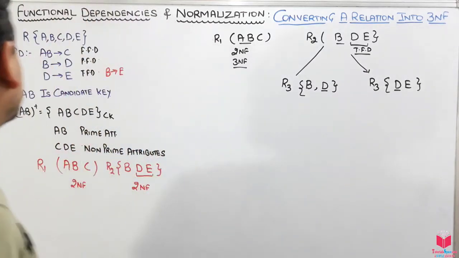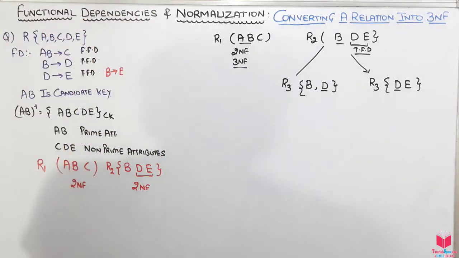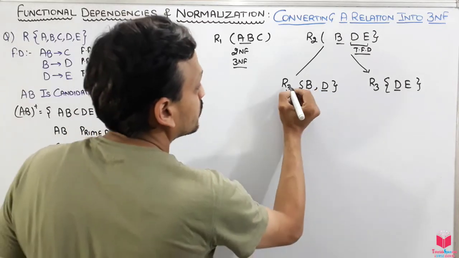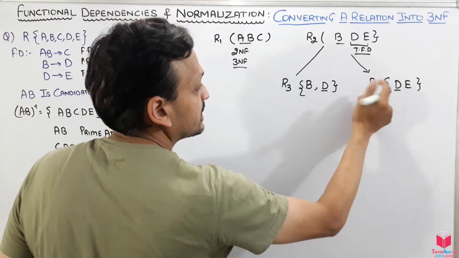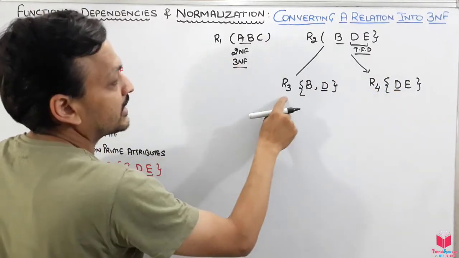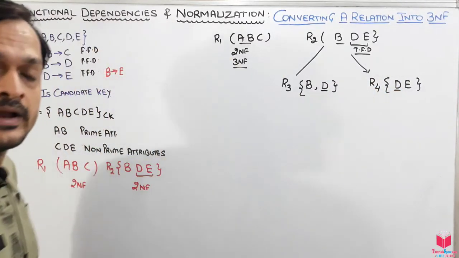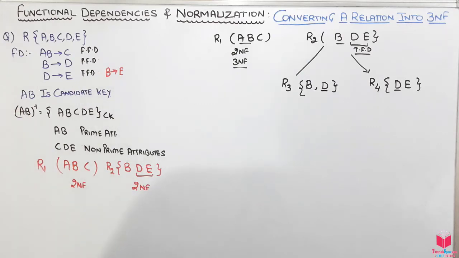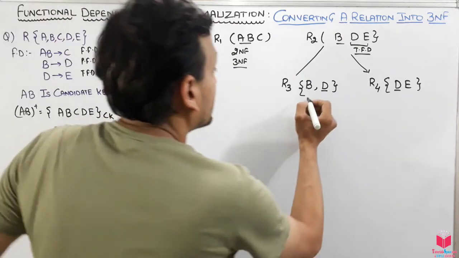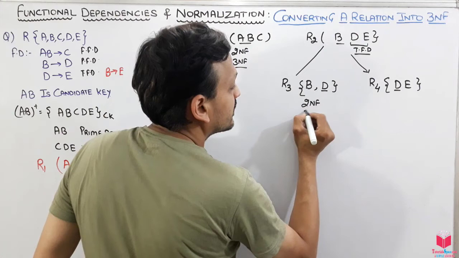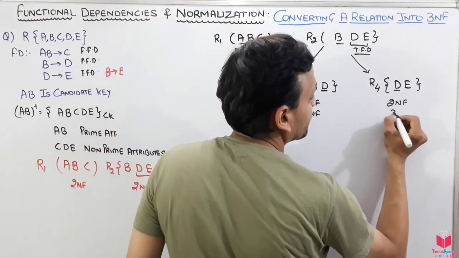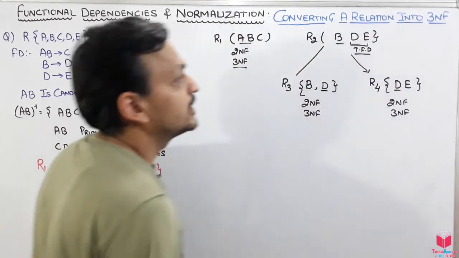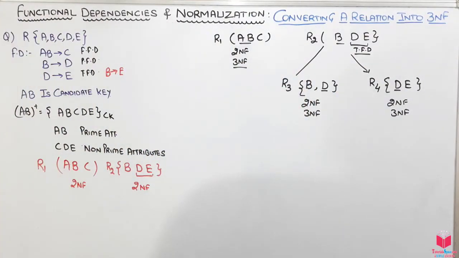So we have divided this complete relation into three relations: R1, R3 and R4. Okay guys, this is exactly R4. R1, R3 and R4 will be the final answer of this relation. So these three relations are in 2NF and 3NF. We converted to 2NF and after that to 3NF. This is all about how we can convert a relation into 3NF.